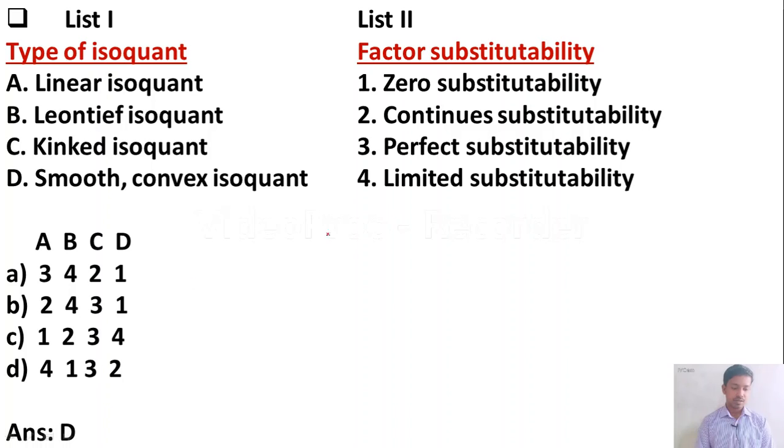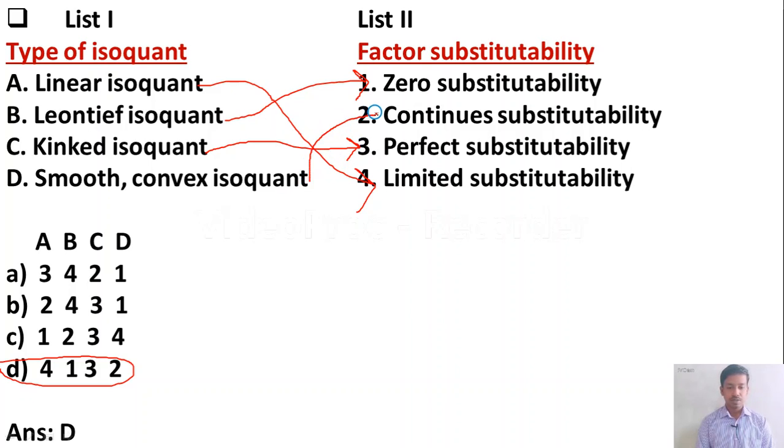Yes, here the right answer is option D. A is 4, which means linear isocost, the factor substitutability will be limited. Then B is 1, Leontief isocost, zero substitutability. Then kinked isocost, perfect substitutability. Then smooth and convex isocost, continuous substitutability.